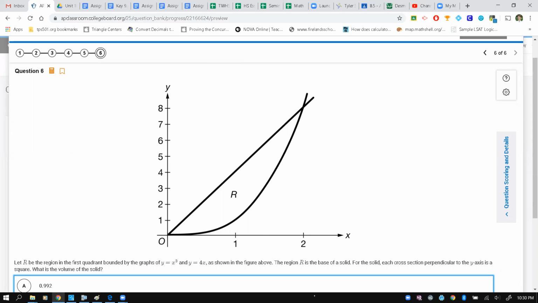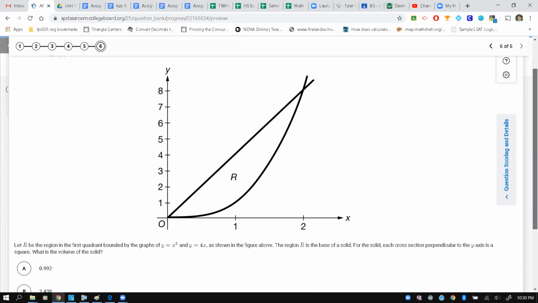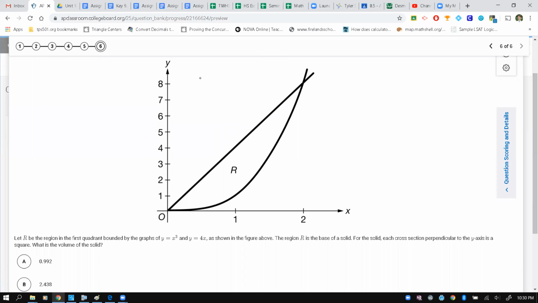For the solid, each cross-section perpendicular to the y-axis, right? Perpendicular to the y-axis. So that means, again, we're going left to right, right? Is a square. Hey, that's easy, right? So you think like, okay, is a square here? Is a square here? Square here?